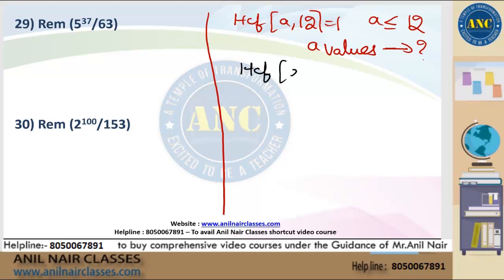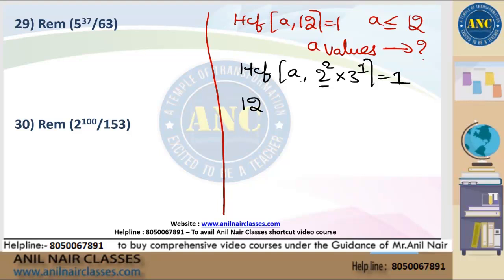12 is nothing but 2 square into 3 power 1. Am I right? First write down which number we require, 12. Can I say the first base is 12? For every two consecutive numbers that come into your mind, one will be divisible by 2. Am I right? 3 comma 4, 4 is divisible by 2. 8 comma 9, 8 is divisible by 2. 5 comma 6, 6 is divisible by 2. For every two numbers, one number is divisible by 2.